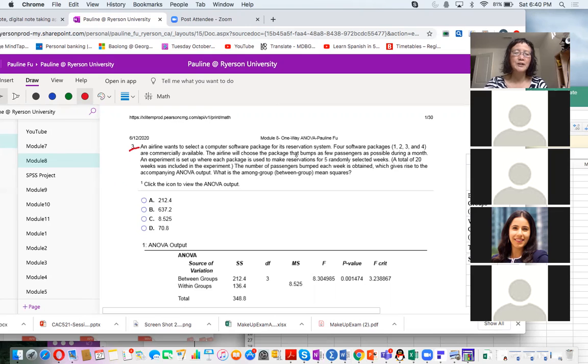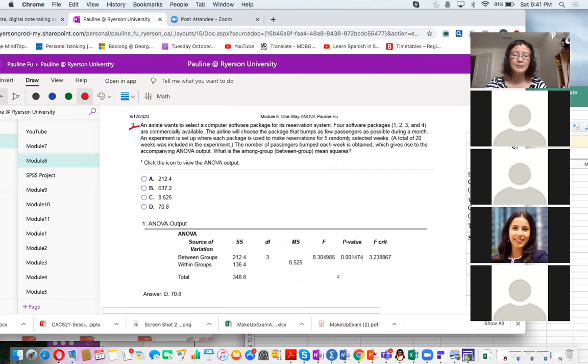A total of 20 weeks was included in the experiment. The number of passengers bumped each week is obtained, which gives rise to accompanying ANOVA output. The question asks you, what is the among group mean squares? Okay, so this question just gives you the ANOVA output.